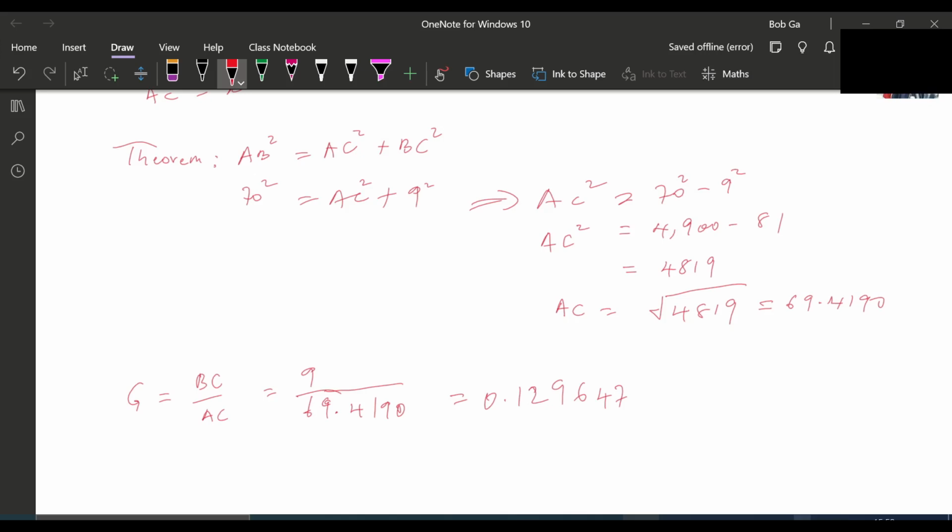So we multiply this by 100 to get a percentage. We need to move the decimal place twice, so it's going to have 12.965, or 12.97 if we shorten this. So that's the answer of the equation there.